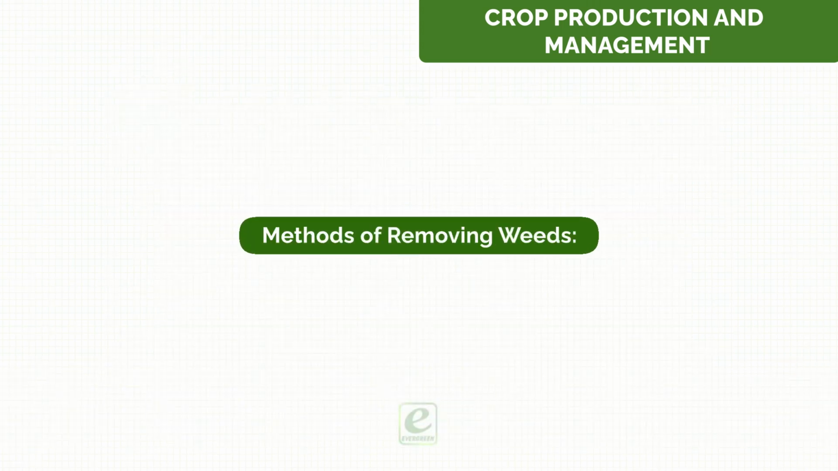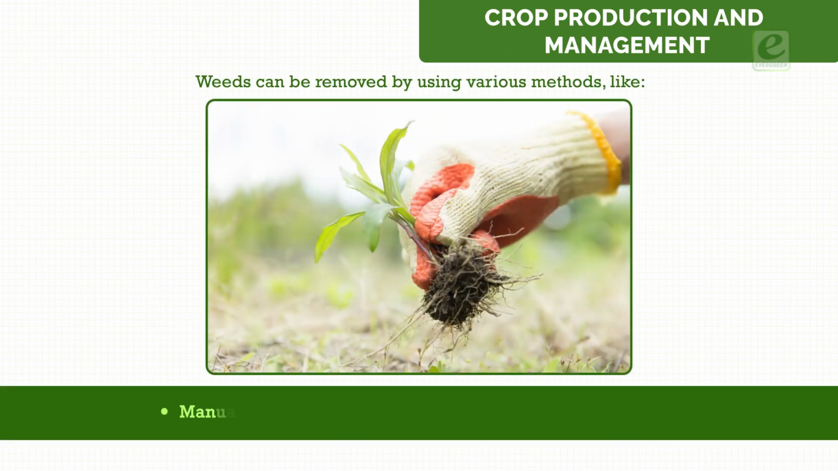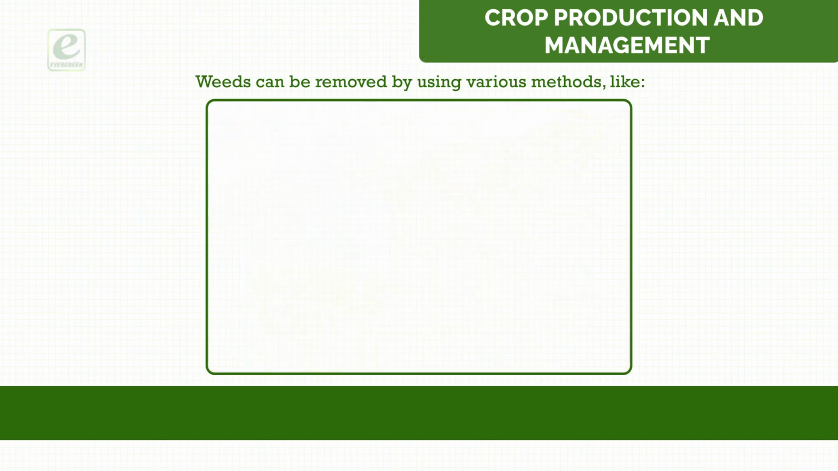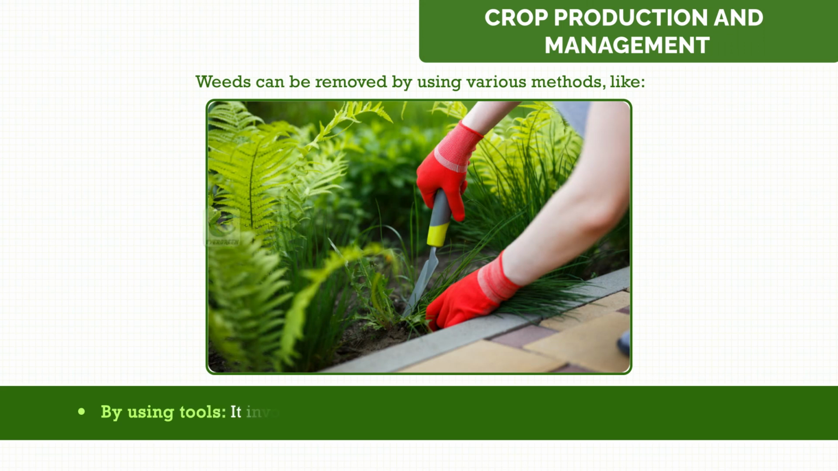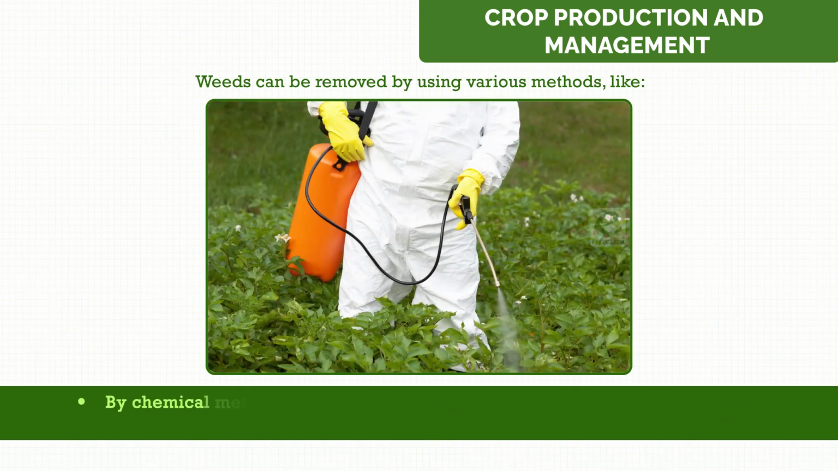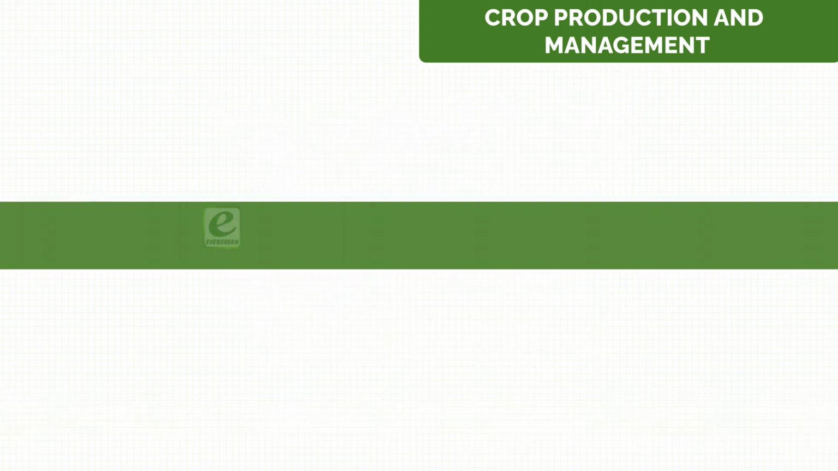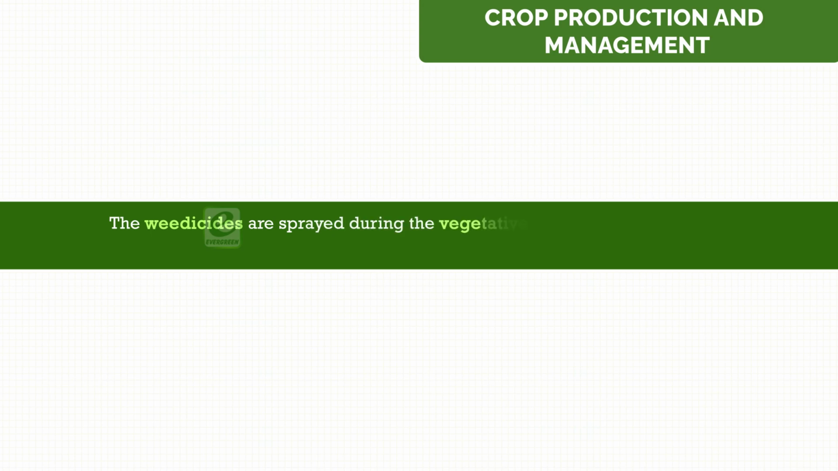Methods of removing weeds. Weeds can be removed by using various methods like the manual method. It involves uprooting the weeds manually. By using tools. It involves using tools like harrows, spades or trowels, khurpa. By chemical method. It involves spraying chemicals called weedicide, which destroy the weed. The weedicides are sprayed during the vegetative growth of weeds before flowering and seed formation.